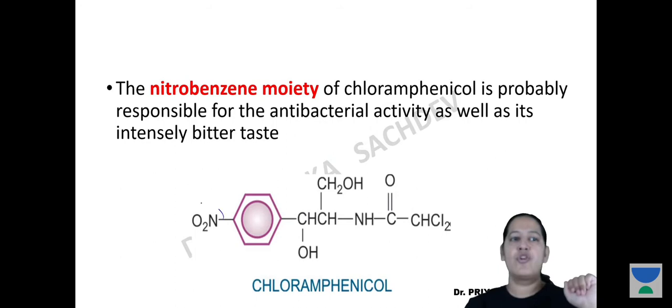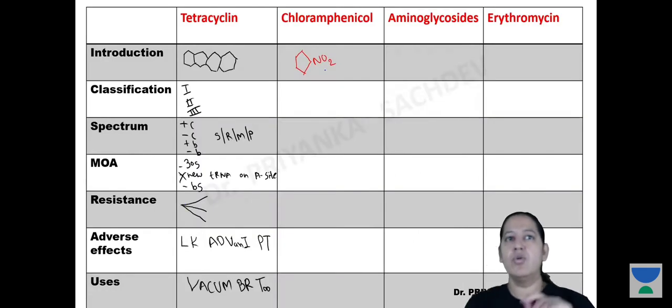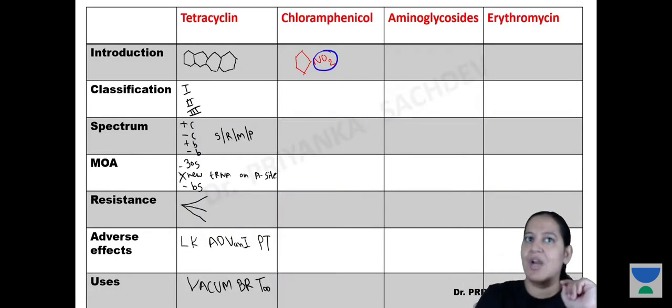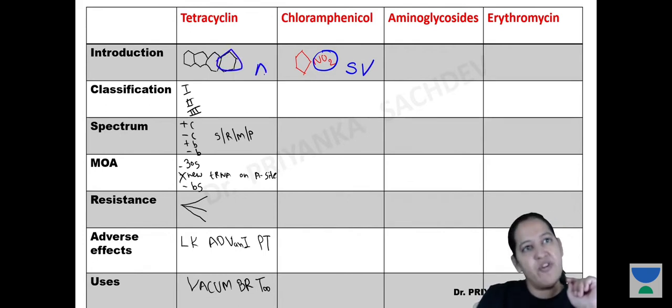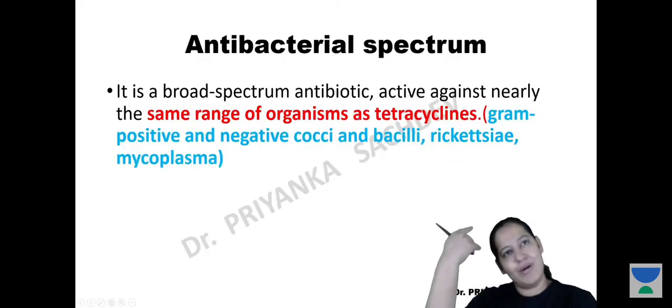It has a nitrobenzene moiety in it. You can see the nitrobenzene moiety in the structure, and it is obtained from Streptomyces venezuelae. Tetracycline has 4 rings and it is obtained from actinomycetes. Compare the introduction. Coming on classification, there is no classification, only a single drug, chloramphenicol, is there. So you can skip the classification.